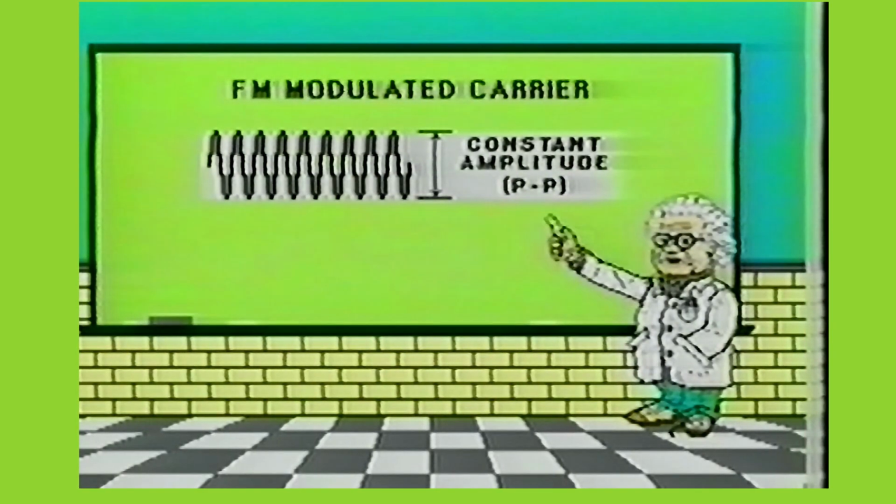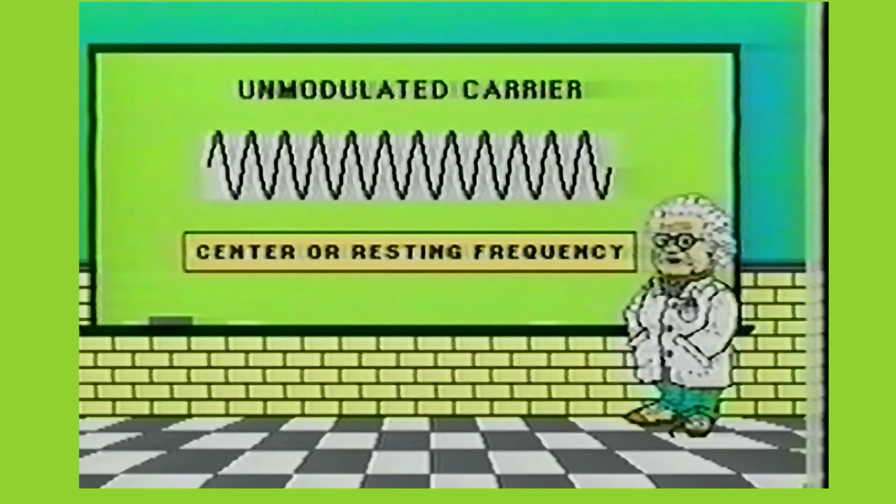The signal being transmitted by an FM broadcast station will vary in frequency while the amplitude remains constant. The unmodulated FM carrier wave is said to be at its center or resting frequency. Depending upon the audio information being applied, the resting frequency will either increase or decrease in frequency.